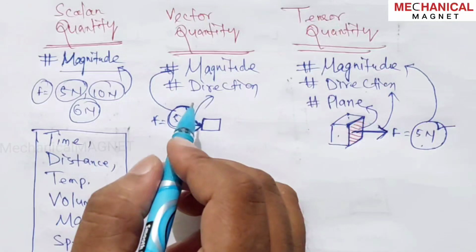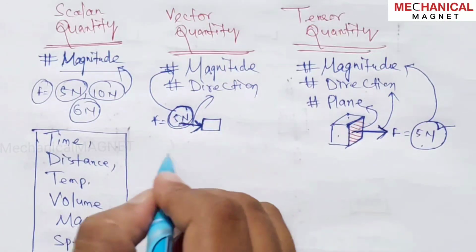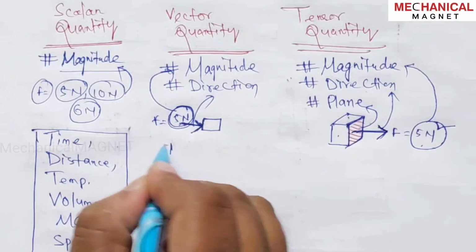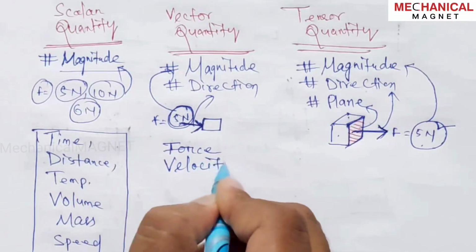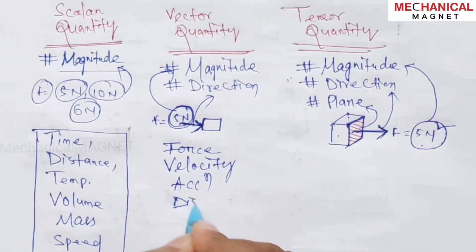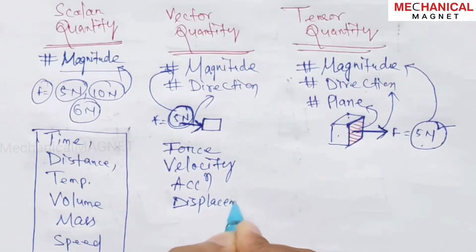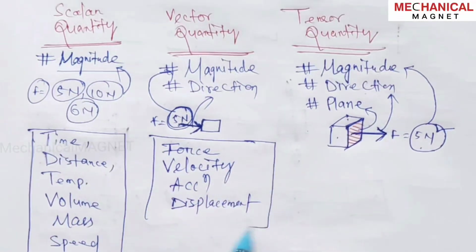Then what are vector quantities? Vector quantities means we can say force is a vector quantity, velocity, acceleration, displacement. These are the examples of vector quantities.